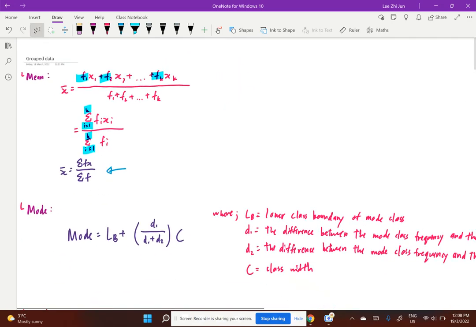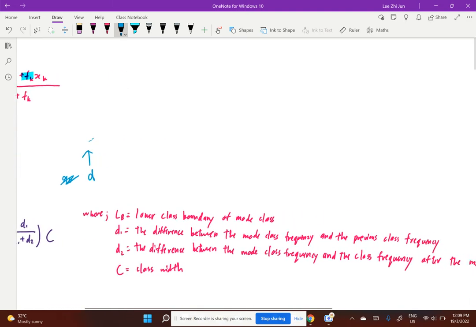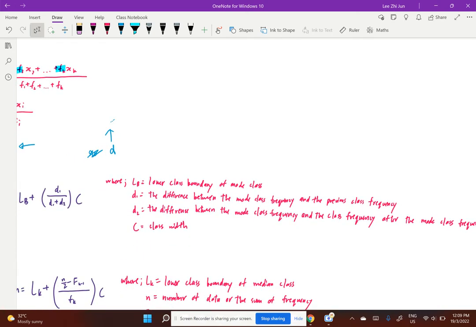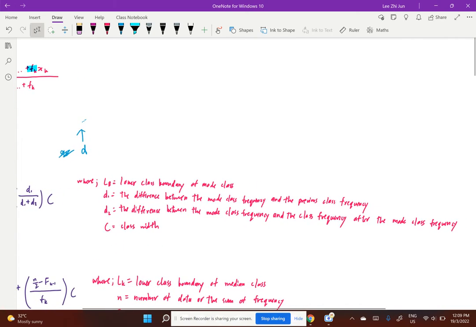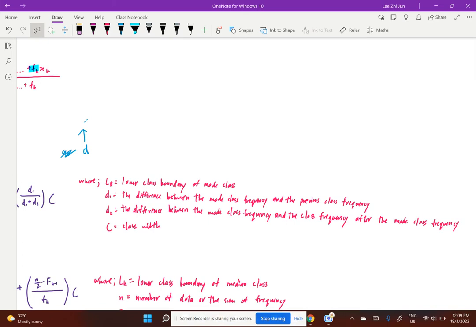The mode is different. This is the lower boundary, LB, plus the class range multiplied by the difference. D1 is the difference between the mode class frequency and the previous class frequency. D2 is the difference between the mode class frequency and the next class frequency. Just, it is confusing, right? So later we'll see it.